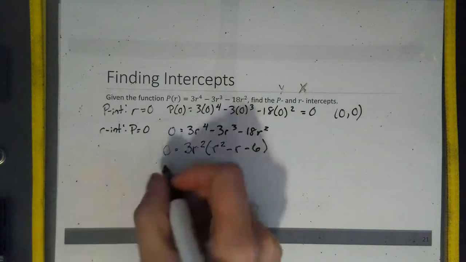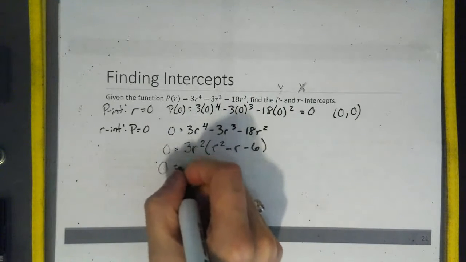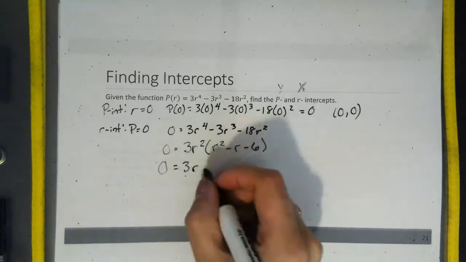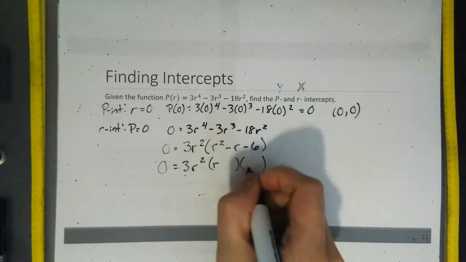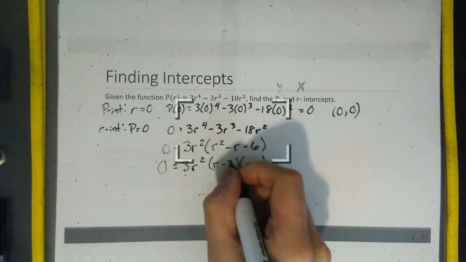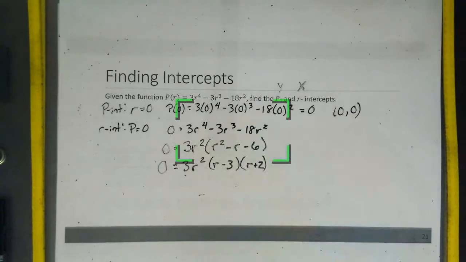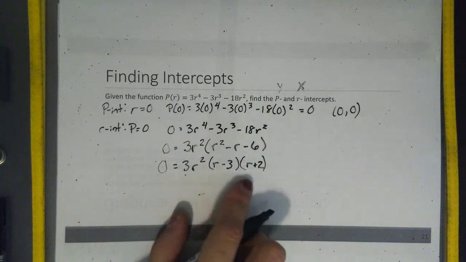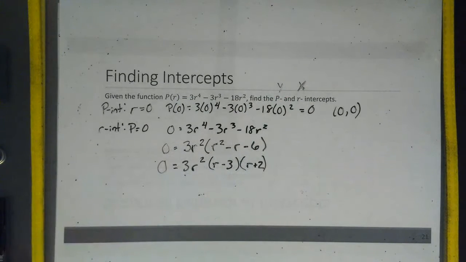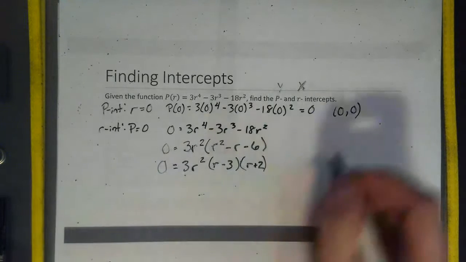That factors too, but not with a greatest common factor. R squared minus r minus 6 factors into two binomials. With r's out front, we're going to have a minus 3 and a plus 2. So now that it's all factored out, I can remember that since these are all multiplied together and equal 0, one of these has to equal 0.